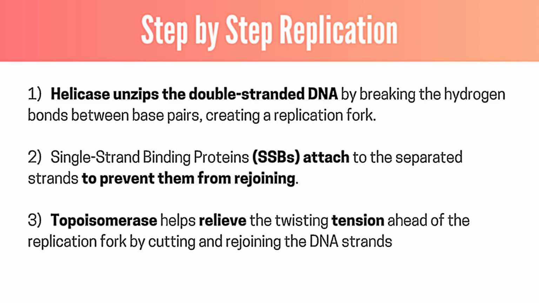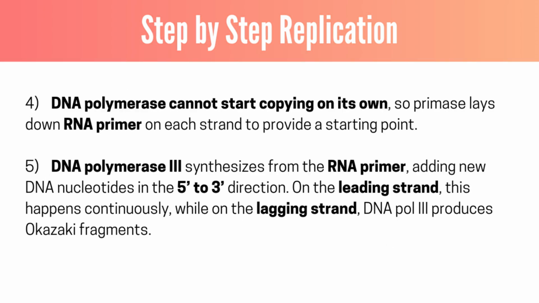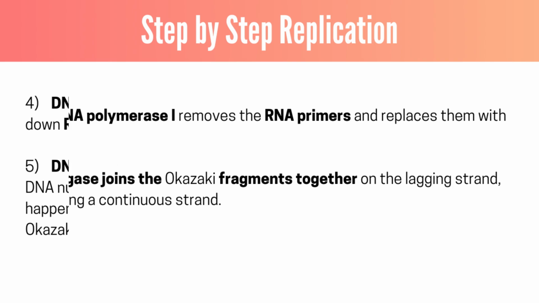3. Topoisomerase helps relieve the twisting tension ahead of the replication fork by cutting and rejoining the DNA strands. 4. DNA polymerase cannot start copying on its own, so primase lays down RNA primer on each strand to provide a starting point. 5. DNA polymerase III synthesizes from the RNA primer, adding new DNA nucleotides in the 5' to 3' direction. On the leading strand, this happens continuously, while on the lagging strand, DNA polymerase III produces Okazaki fragments.